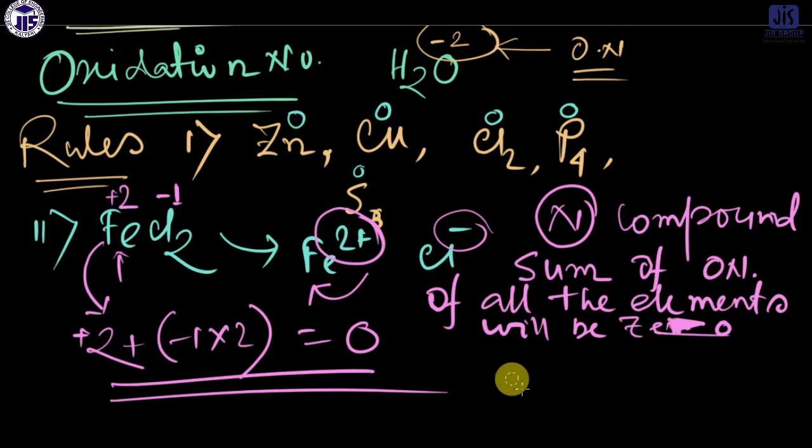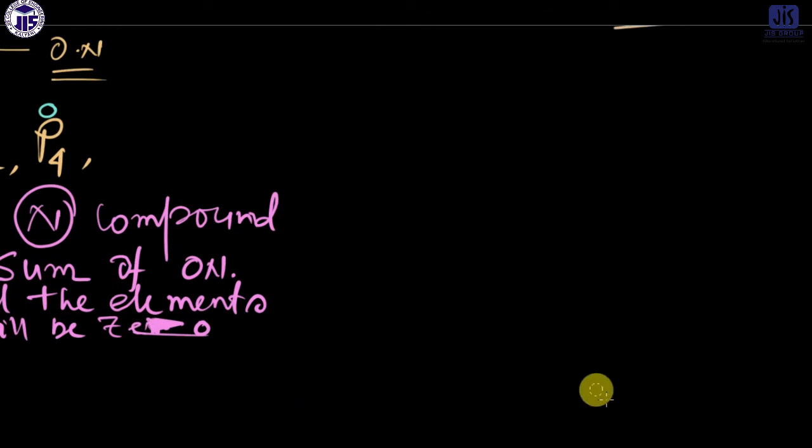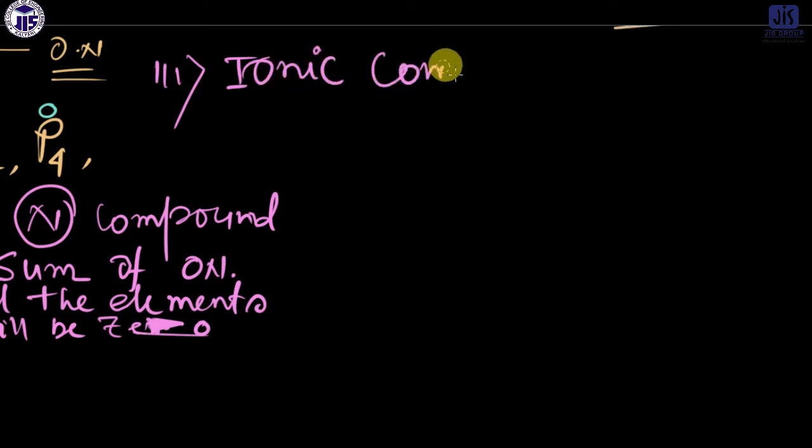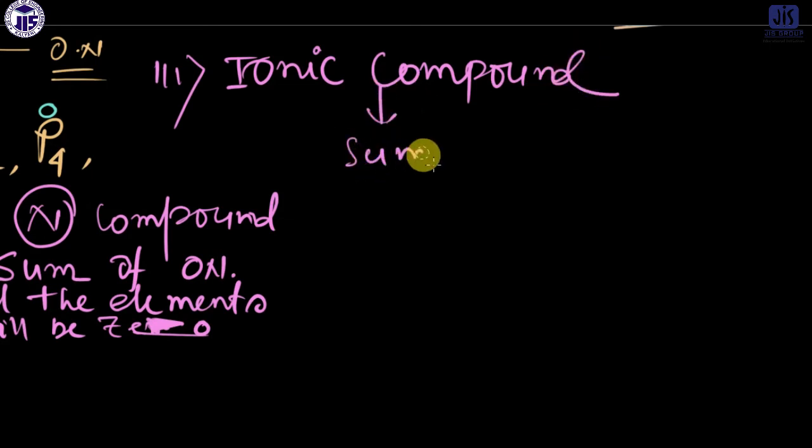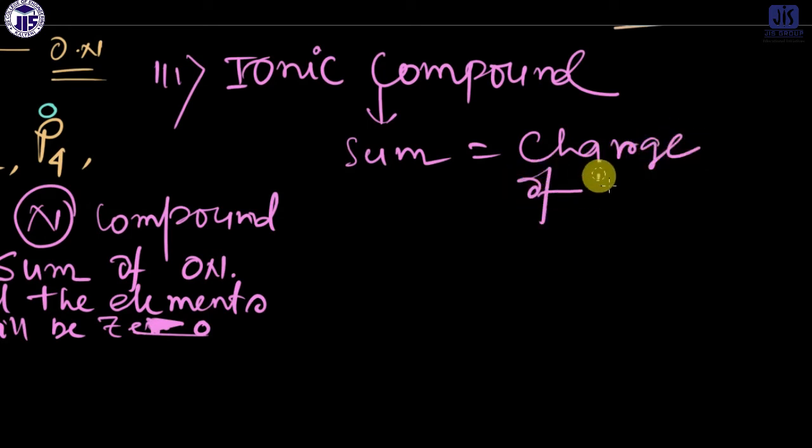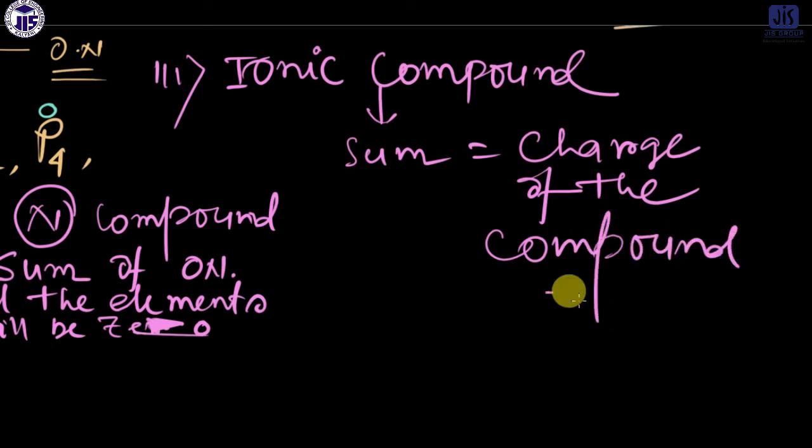And if it is an ionic compound, then the sum of the oxidation numbers will be equal to the charge of the compound. If it is neutral, it will be equal to 0. If it is an ionic compound, then it will be equal to the charge.